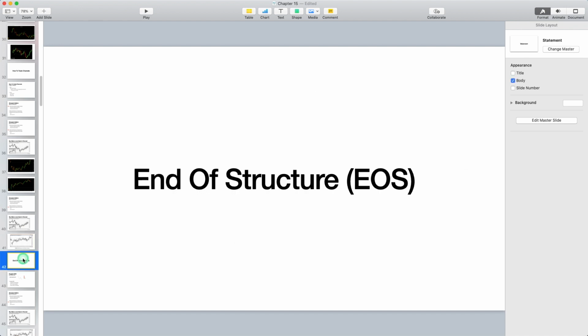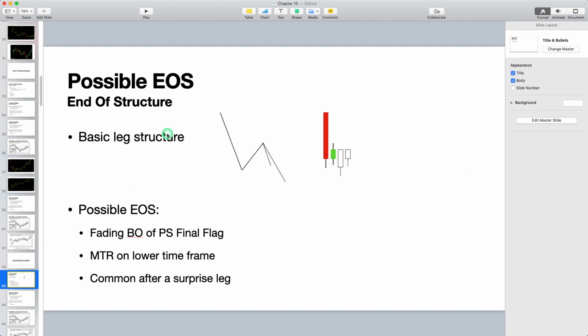So I mentioned end of structure, and I'm going to explain that here. I found that thinking about it as a possible end of structure is a good way to understand what Al means when he buys bad low 1s. The basic leg structure is we have an impulse, a pullback, and when the pullback is strong, we can either get a higher low test or a lower low test before a major trend reversal or some kind of trading range. So that's the basic structure.